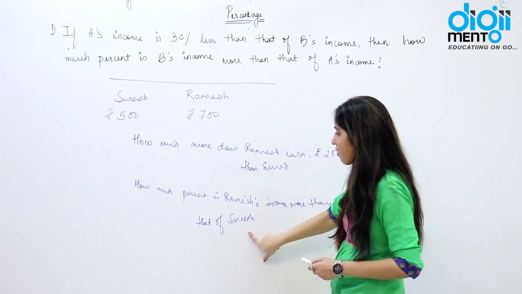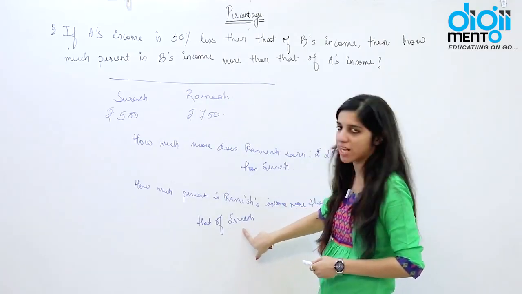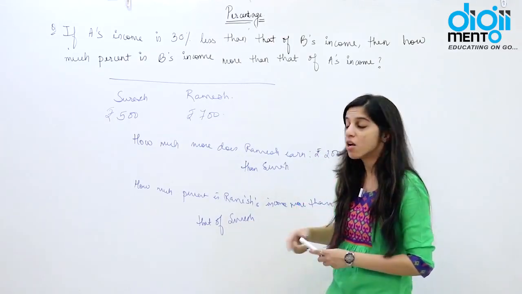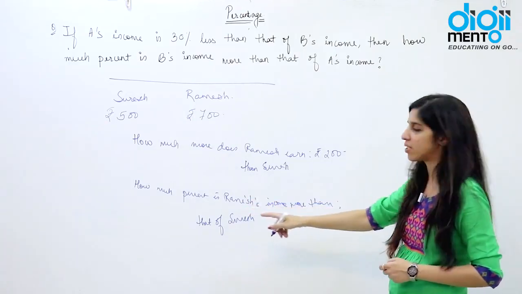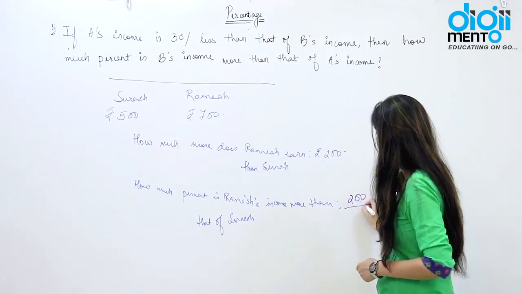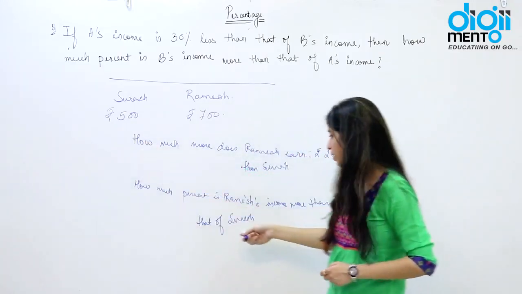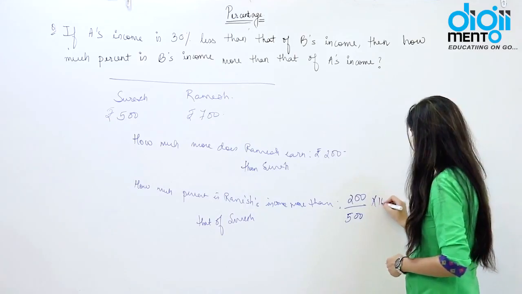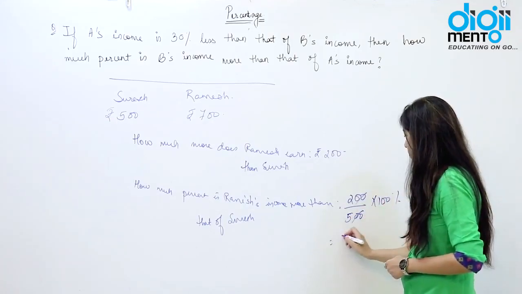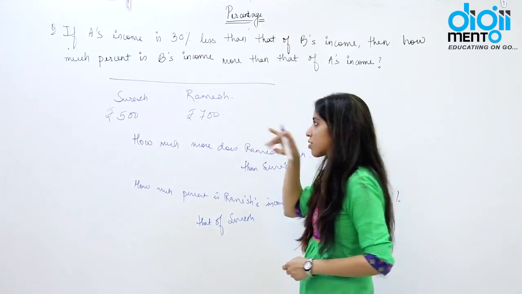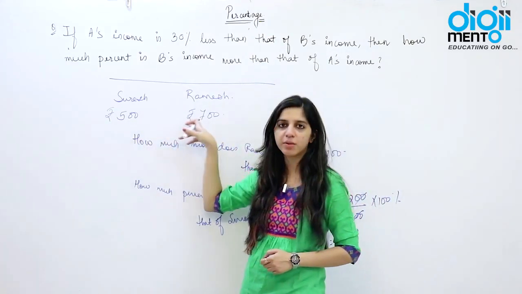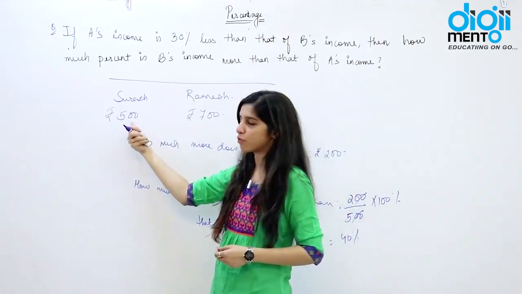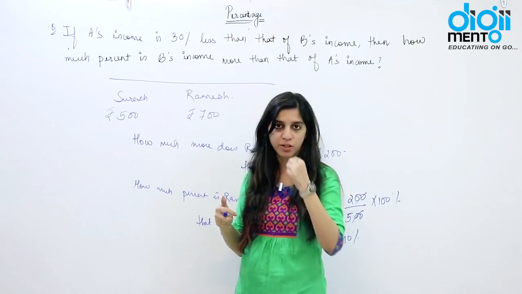Now see, I have asked with reference to Suresh, right? More than that of Suresh. Now my reference here is Suresh. So what do I do when I need to find this percentage? I am going to divide this 200 by income of Suresh, 200 by 500. Now I needed to find percentage, so multiplication with 100. Whatever you get, 40%. So this person earns 40% more than Suresh. 40% of whose income? Suresh's income. If you just find out, you will see that it's going to be 200 only, right?